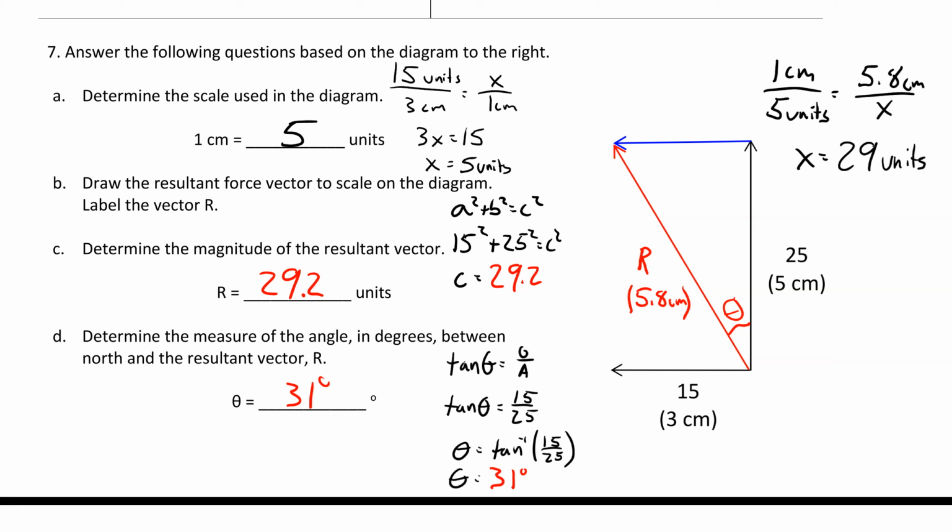Now, I did want to mention, so this is, again, super important right at the end of the video. Look at the wording of the question. It says, determine the measure of the angle in degrees between north. They're calling out a specific angle between north and the resultant vector. So north is here, the resultant vector is here. Luckily, we found this angle, okay?